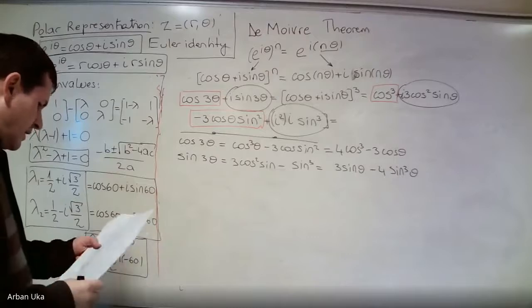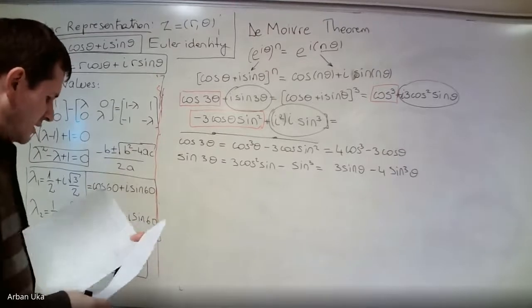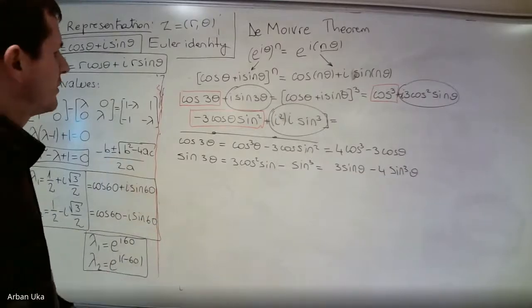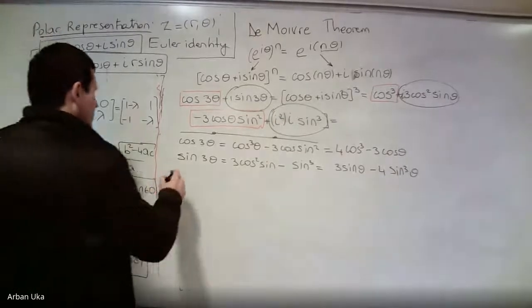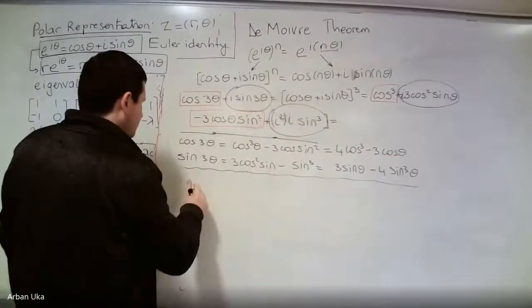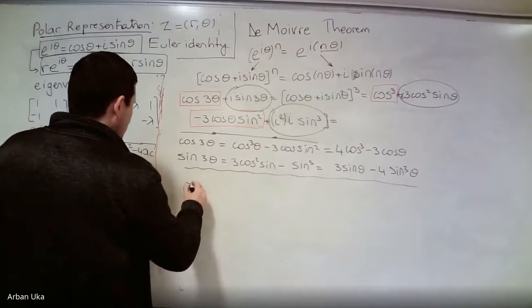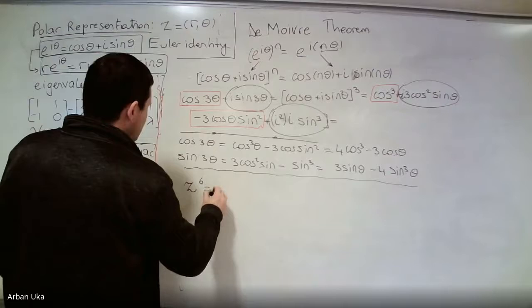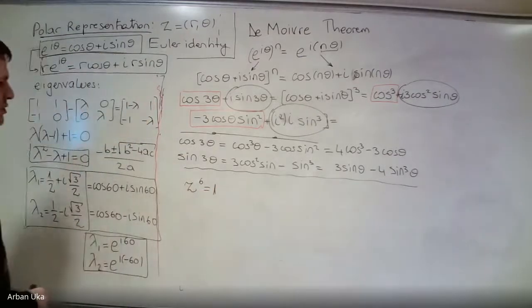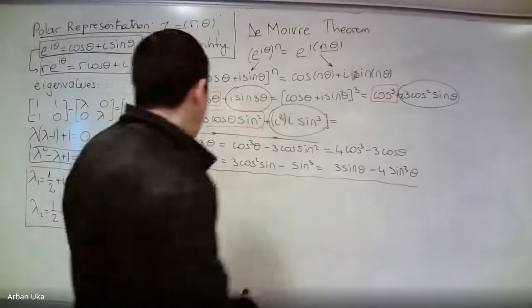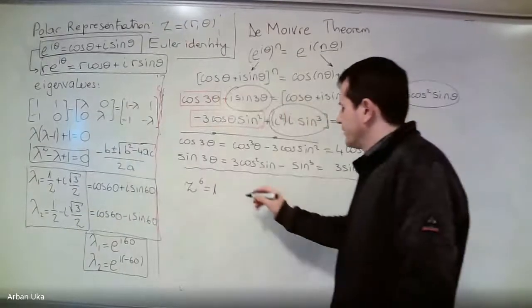Okay. Now, another interesting exercise could be the following. We said that polynomials, I think we might have solved this example before, but imagine for a moment z to the power 6 is equal to 1. So find the roots. What are the roots of this polynomial? We should get 6.